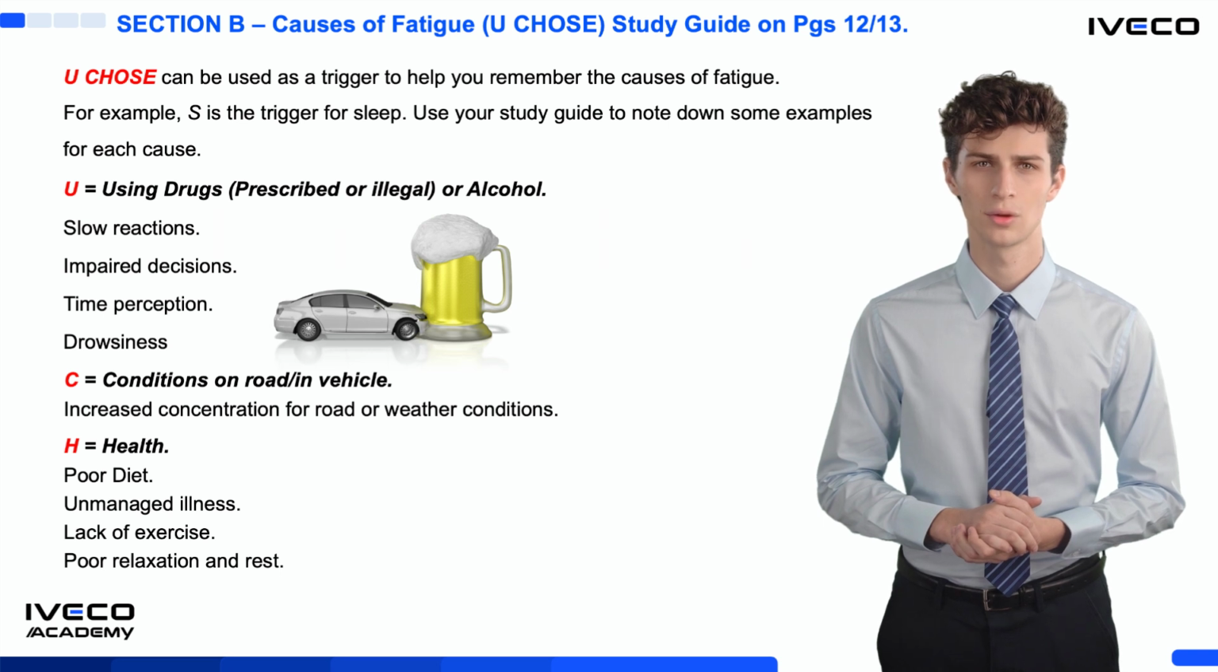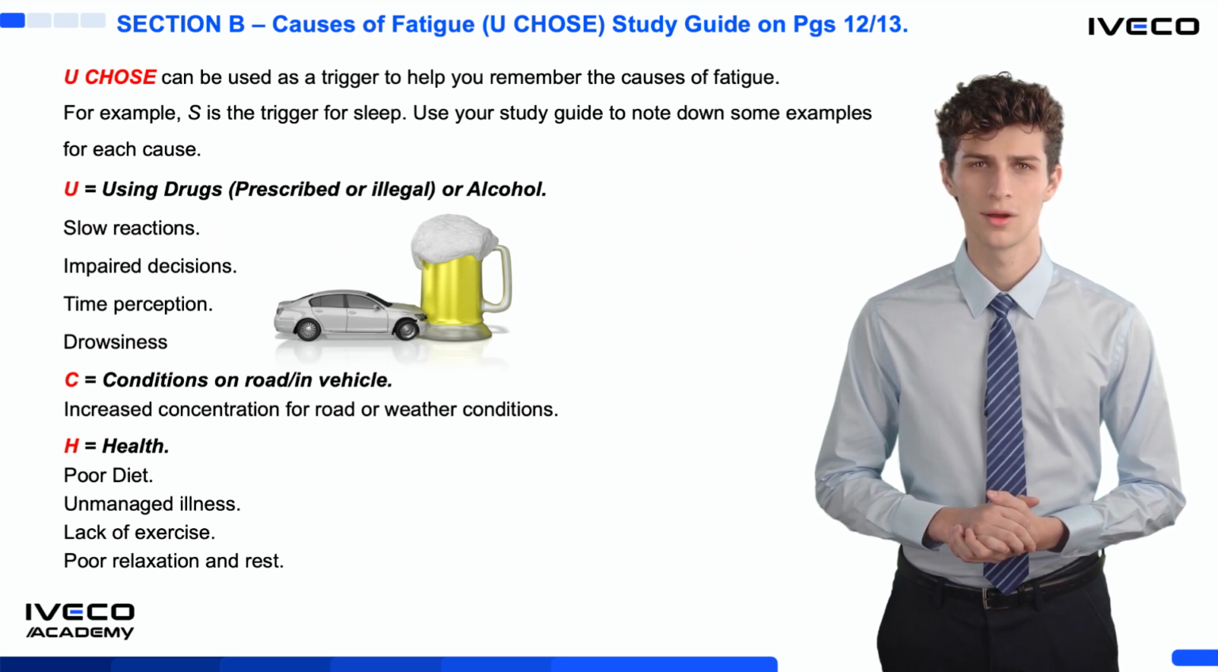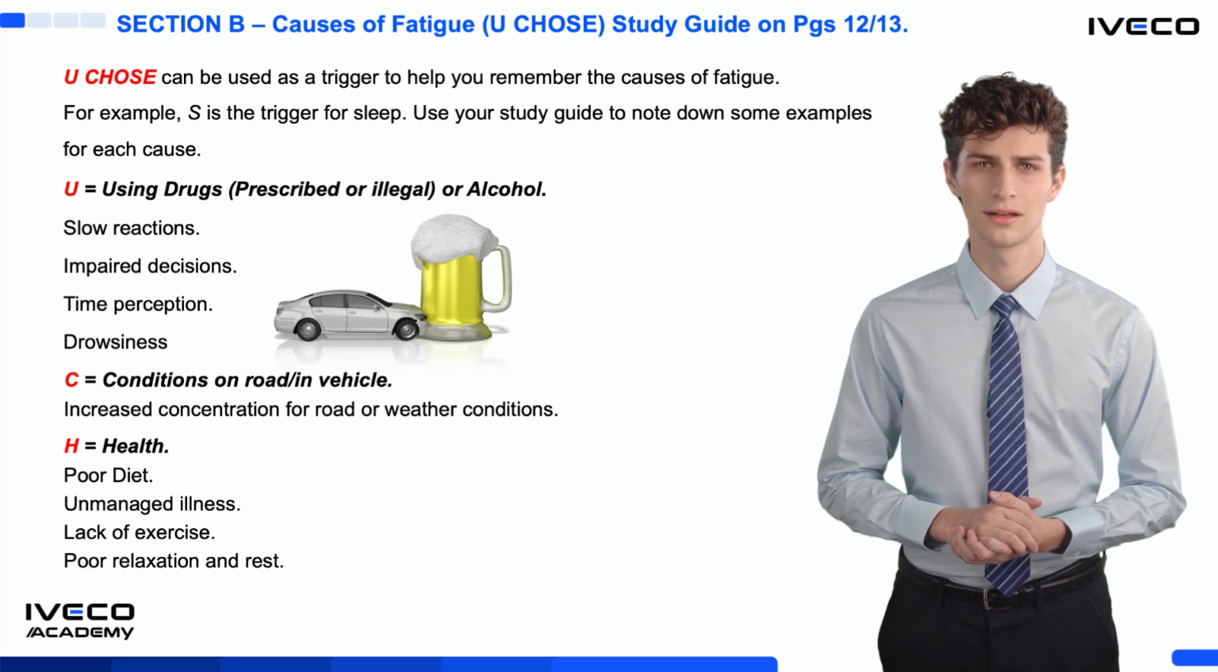Causes of fatigue, you choose. Please follow on pages 12 and 13 in your study guide. You choose can be used as a trigger to help you remember the causes of fatigue. For example, S is the trigger for sleep. Use your study guide to note down some examples for each cause.